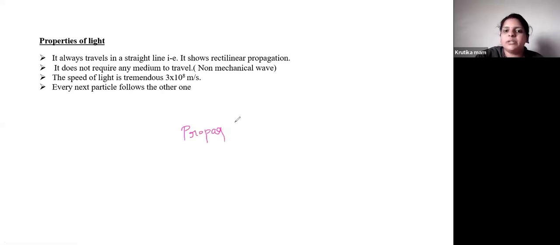So what is this propagation? Propagation means light then motion. So whenever you are representing the light motion, we show it with an arrow mark. So one point you always remember.